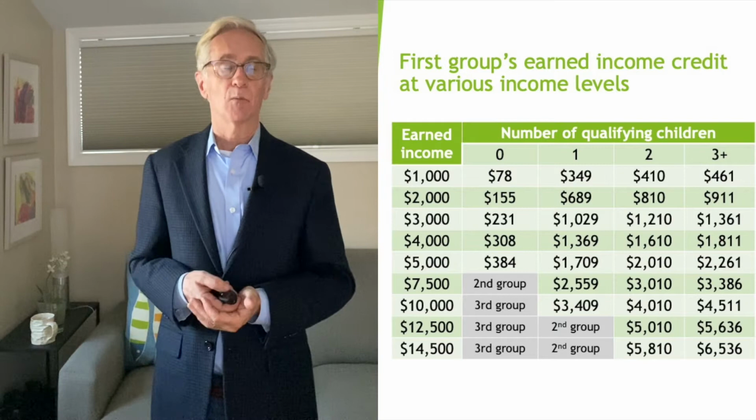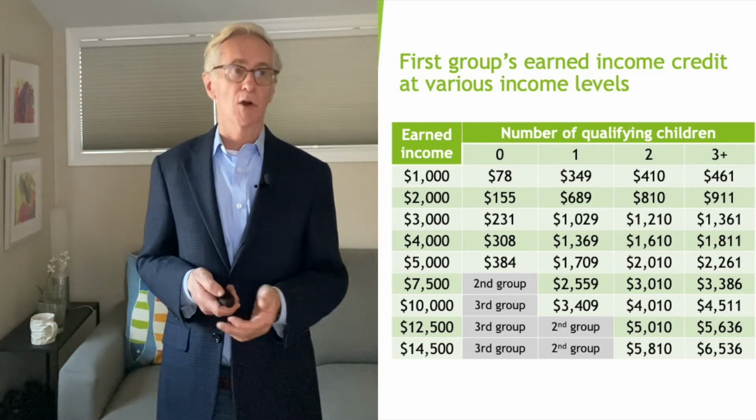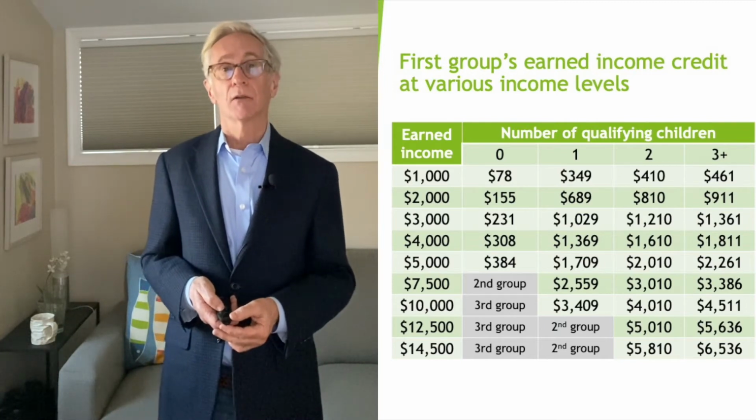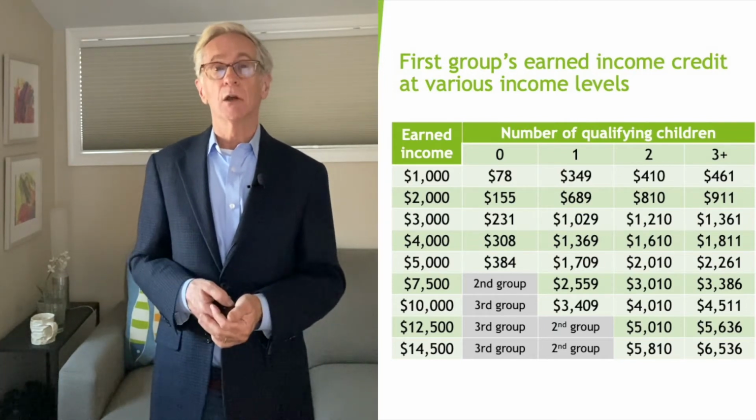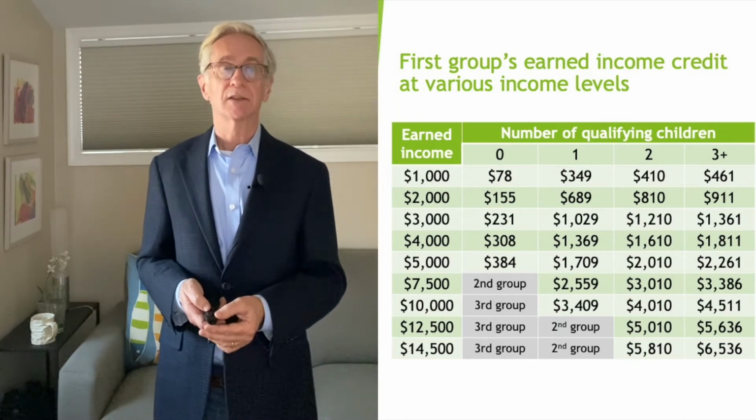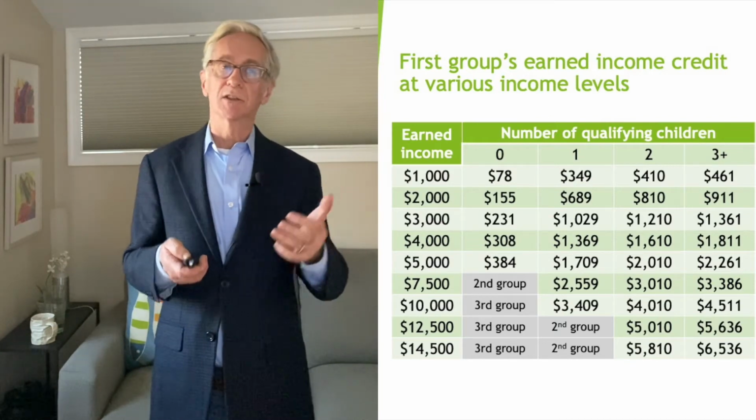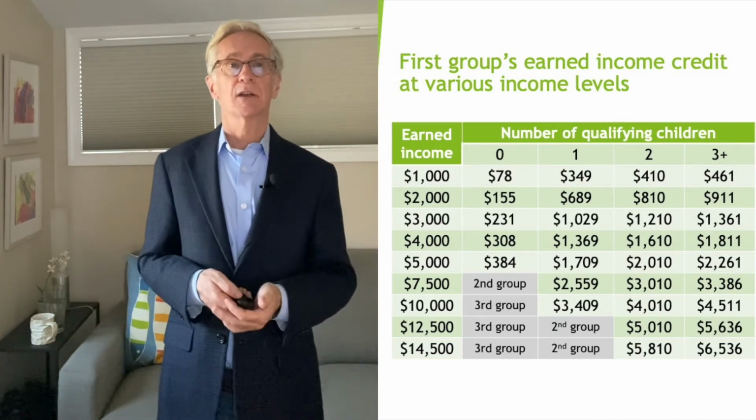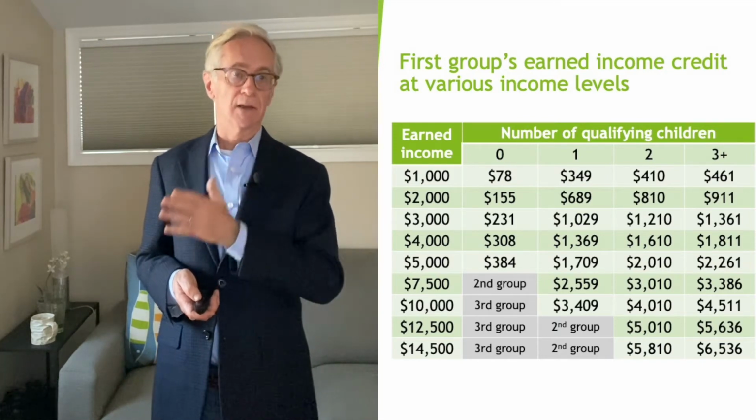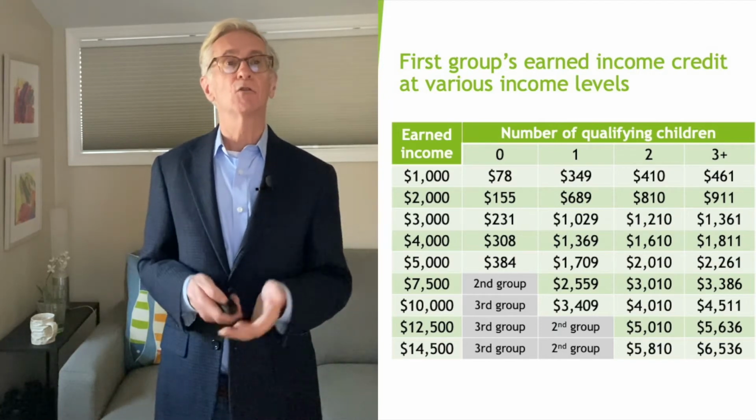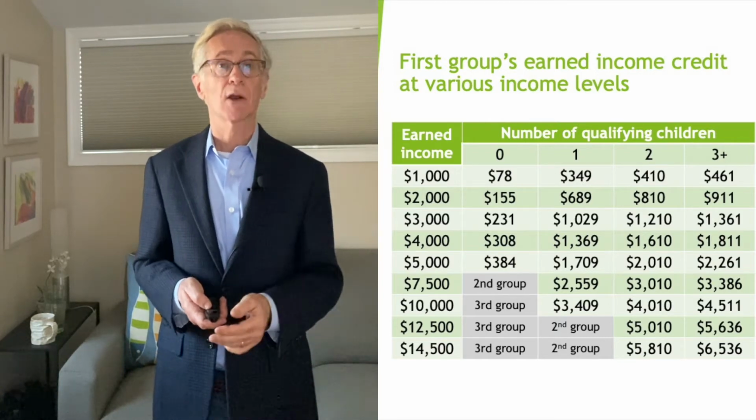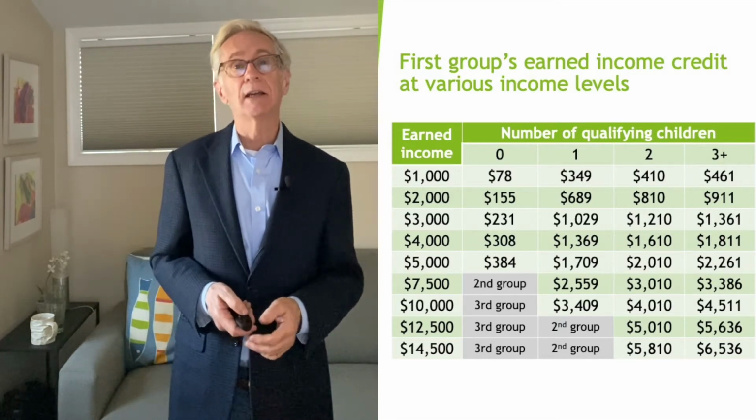Let me do an example. Let's make it easy because I'll go to the bottom row here. Let's say your earned income is $14,500 and you have 3 or more qualifying children. Your earned income credit amount for 2020 is $6,536. Now note, let's say your earned income is $7,500 and you have no qualifying children. You're not in the first group, you're going to be over in the second group. So take a look. If these numbers are applicable to you, just make a note of about what your earned income credit amount will be. Now we're ready to go to the second group.